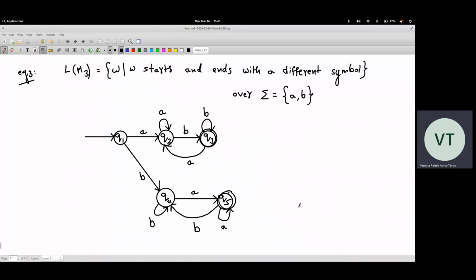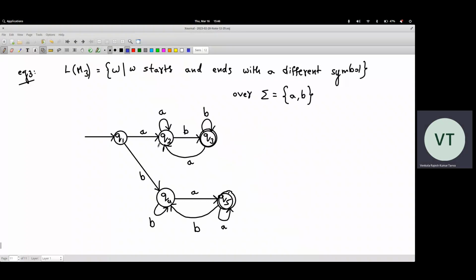And can someone tell me what is the relation between previous machine and this machine? What was previous machine? What kind of strings previous machine accepts? Strings which start with B and end with A. All right. So this machine accepts strings which start with A and end with B, or which start with B and end with A. Right. So as state diagrams, what is the relation between this diagram and the previous diagram? The previous diagram, which is a graph, is a subgraph of this graph.